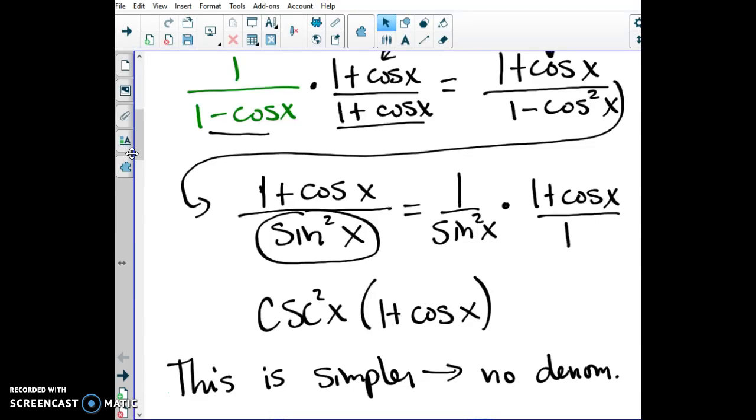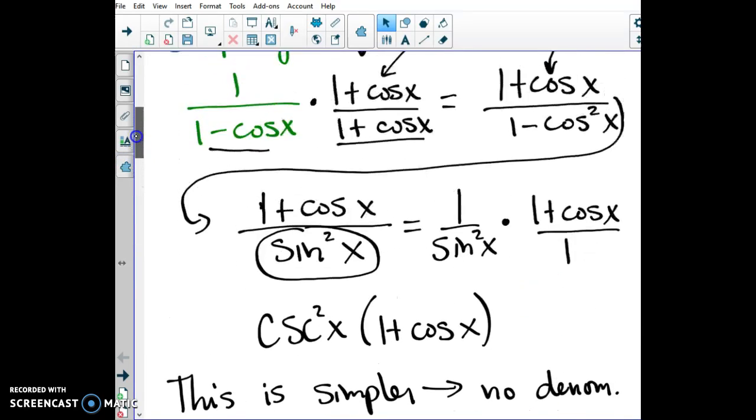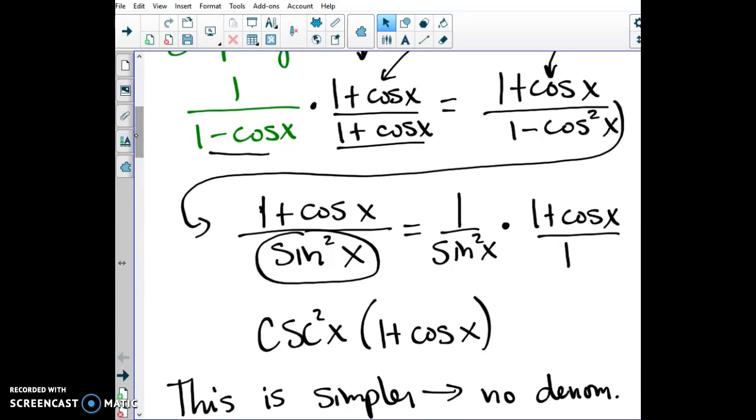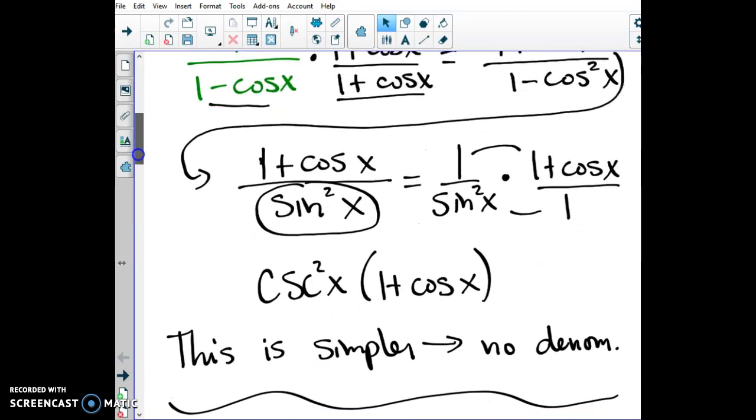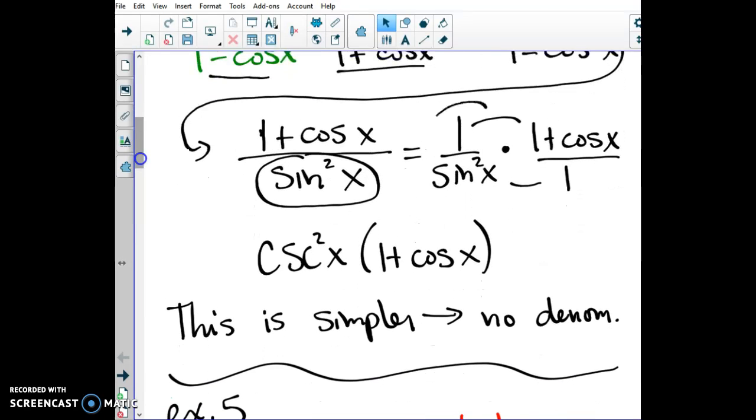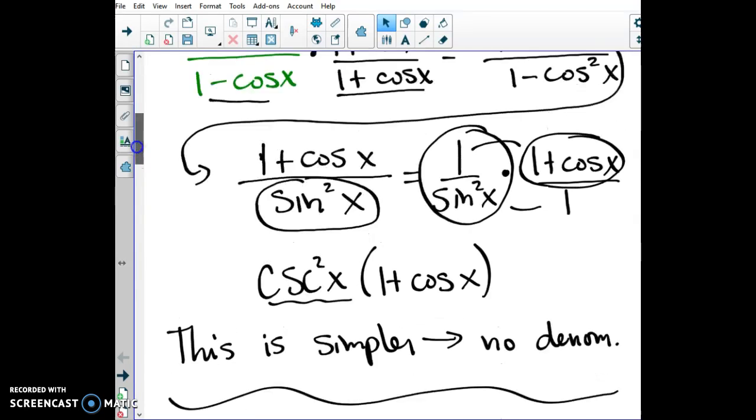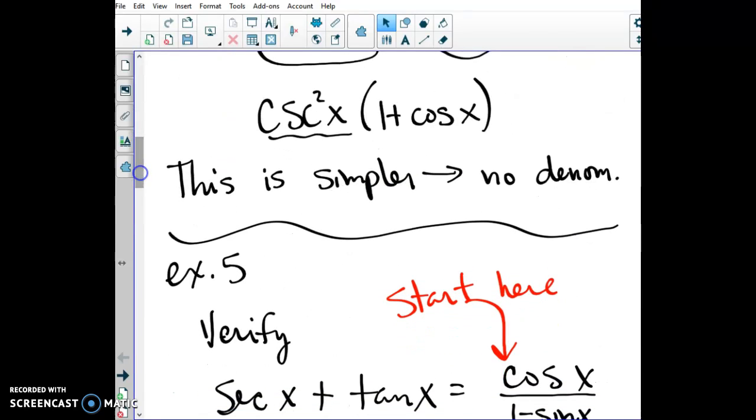We have 1 plus cosine x over sine squared, and I can rewrite that fraction in this form, 1 over sine squared x times 1 plus cosine x over 1. You can see if we multiply these fractions, we get back to here. And so 1 over sine squared is simply cosecant squared times 1 plus cosine x. This is simpler. We've removed the denominator. We've taken care of the fraction.